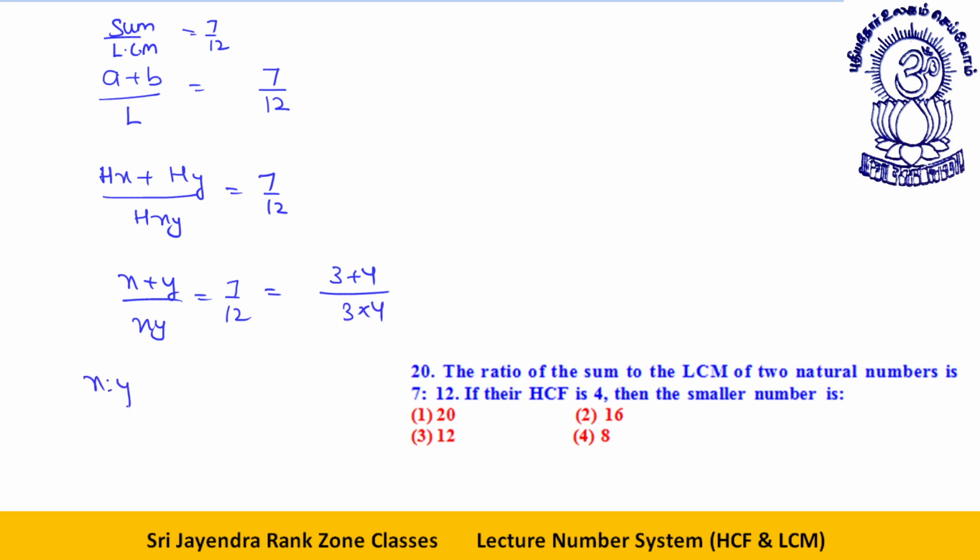So X is to Y is what? 3 is to 4. Or you can say X is equal to 3, Y is equal to 4, because X and Y are already in the least possible ratio. HCF is 4. Their HCF is 4. Then the smaller number, A is equal to Hx, that is 4 into 3. This option is your answer. Okay, my dear friends, let's move to the next one.